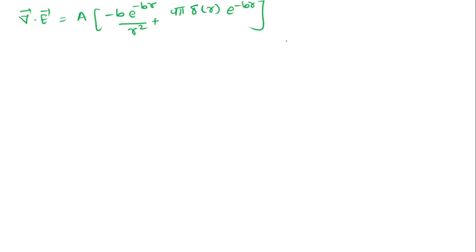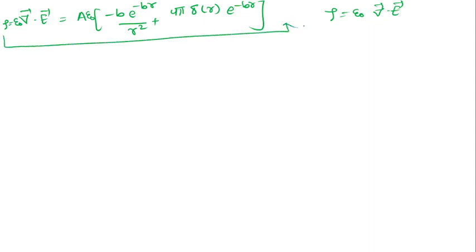And rho is equal to epsilon naught del dot E. So I can write rho is equal to epsilon naught del dot E is equal to A into epsilon naught, this times the bracket. This is our charge density, and it has the property that this type of charge is distributed at r is equal to 0, and this type of term is like a surface charge density.